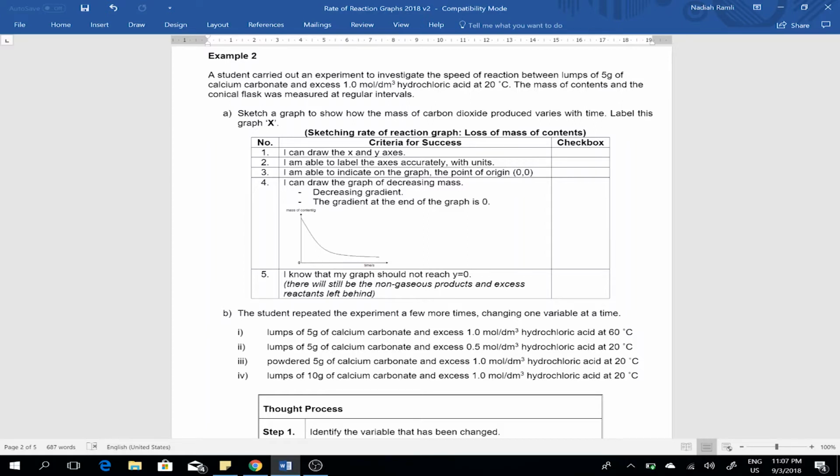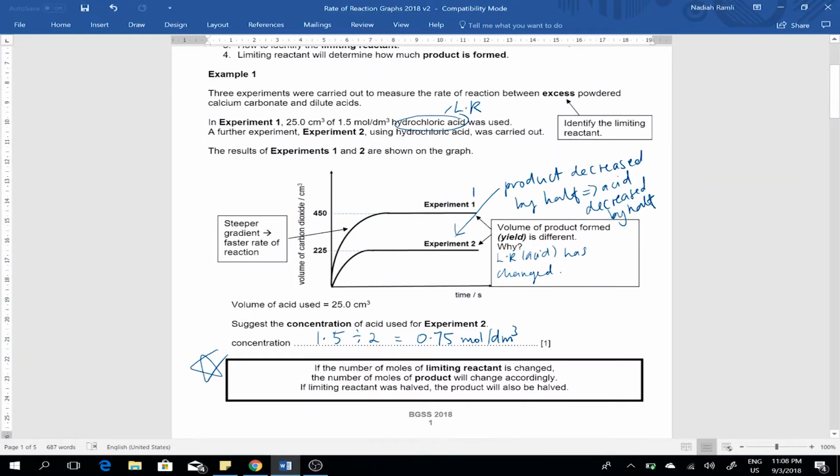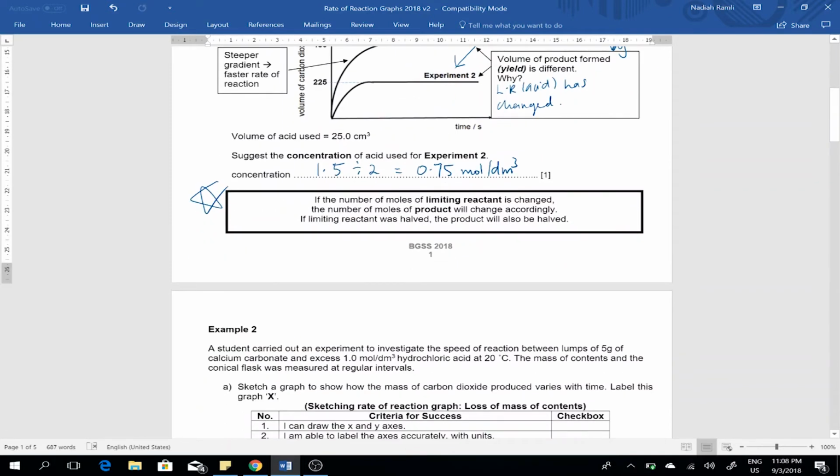So, if you look at example 1, what we're trying to teach you here is, when you change the limiting reactant, the product will change. So if you halve the limiting reactant, the product will also be decreased by half. Okay, so that was example 1.